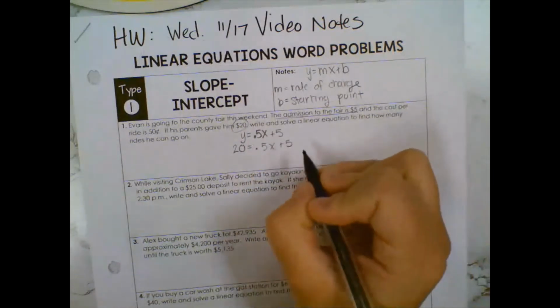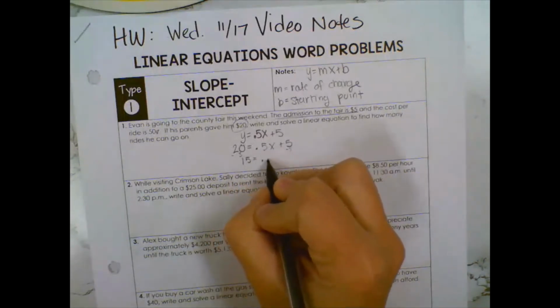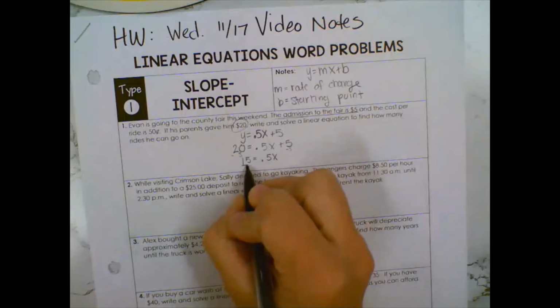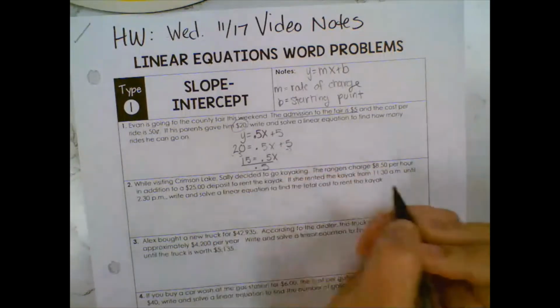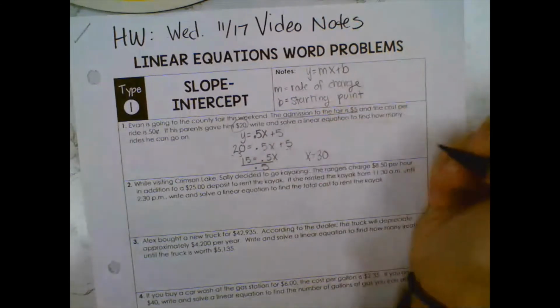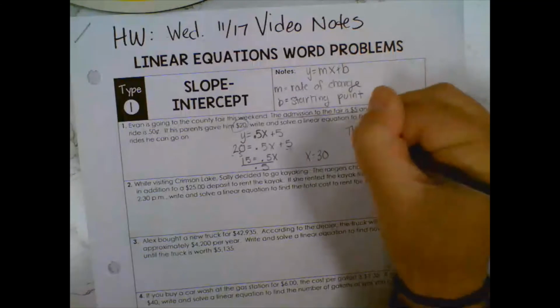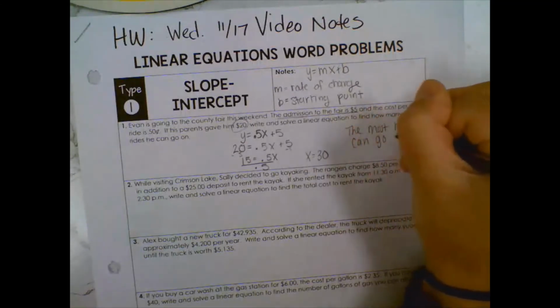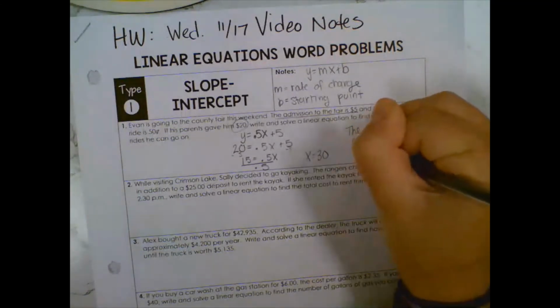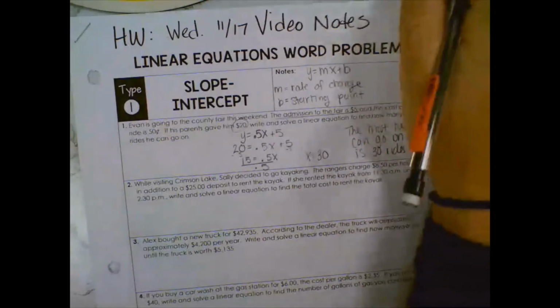So to solve, we're going to subtract 5 from both sides. We get 15 equals 0.5x. We're going to divide by 0.5, and that is going to give me x equals 30. So the most he can go on is 30 rides. So again, we're looking for a starting point and a rate of change.